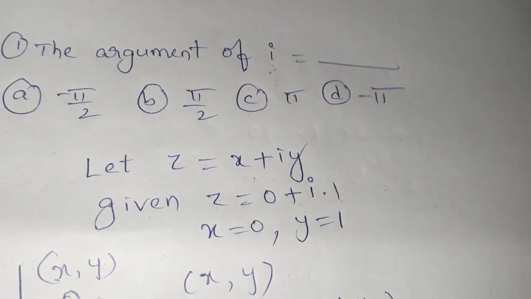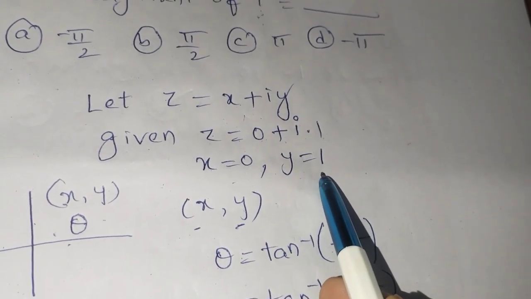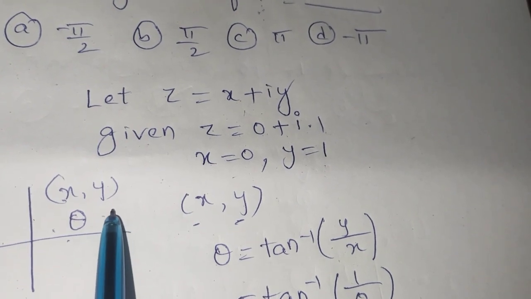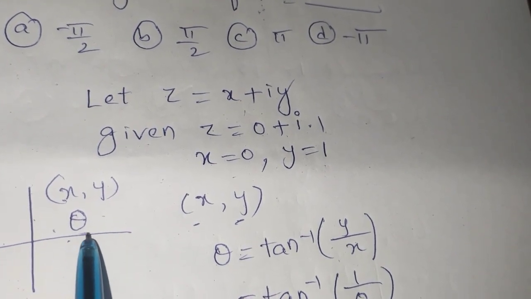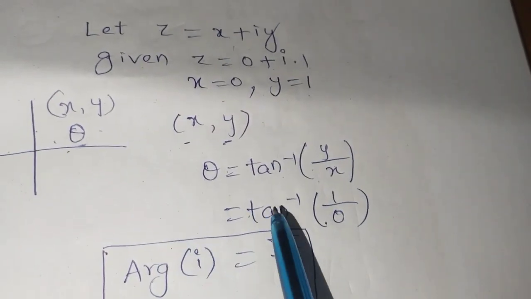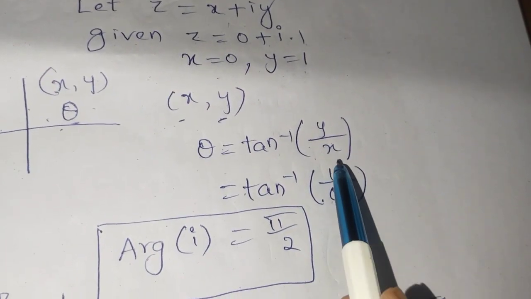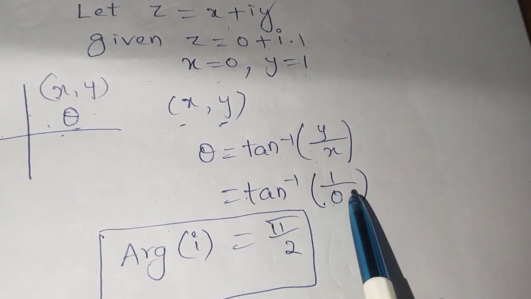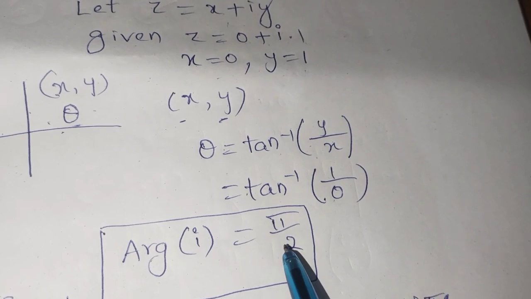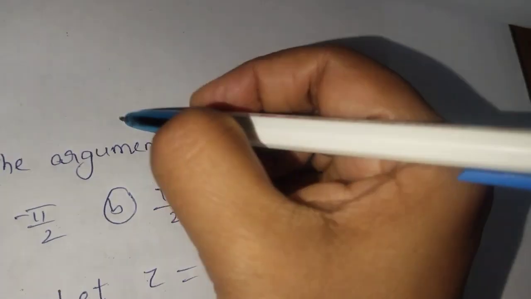So the ordered pair is x comma y, meaning x is positive, y is positive. Where do we get it? We get it in the first quadrant. In the first quadrant, the principal value is theta. So directly we can find tan inverse y by x. So theta is equal to tan inverse y by x, where y is 1 and x is 0. It is undefined, so tan inverse infinity, where we get 90 degrees. So the argument of i is pi by 2. So option B.